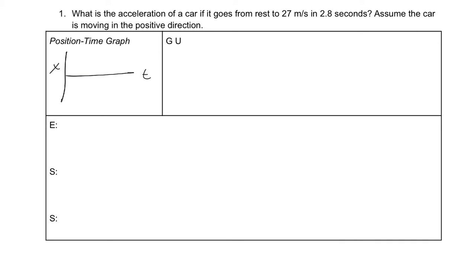So this car goes from rest to 27 meters per second. Okay, if you're starting at rest, that means you're starting off at 0 meters per second.